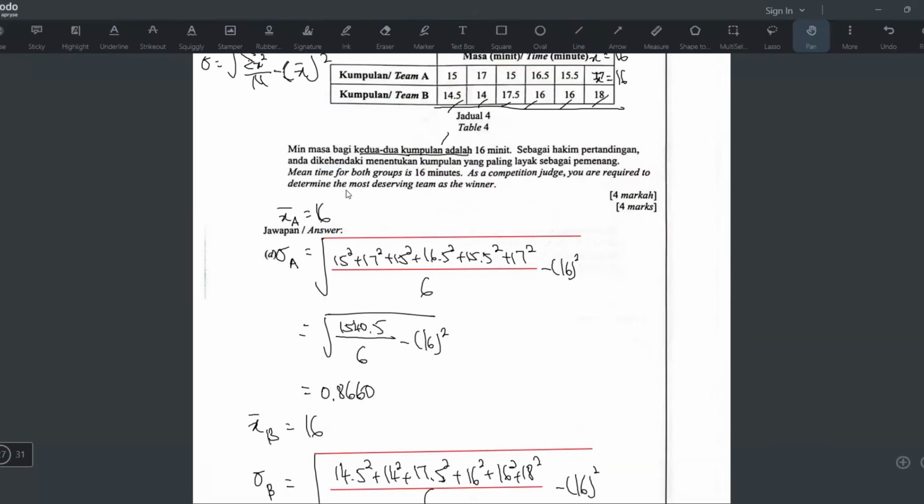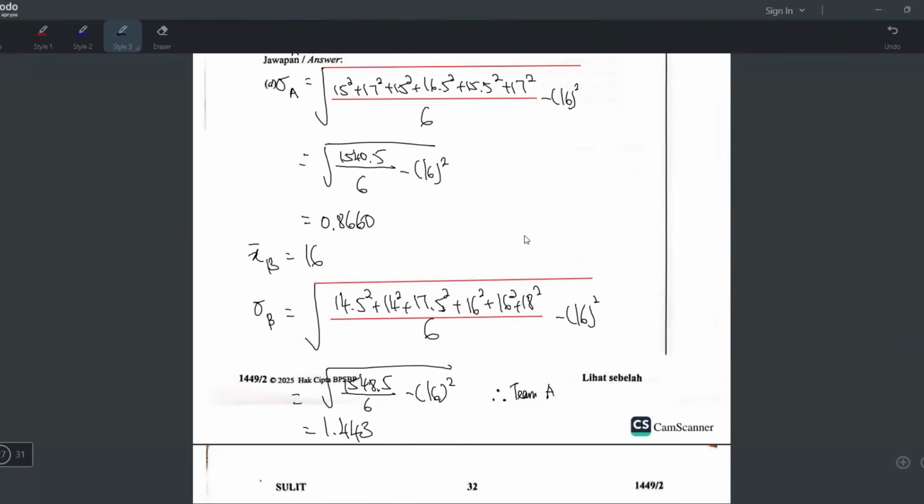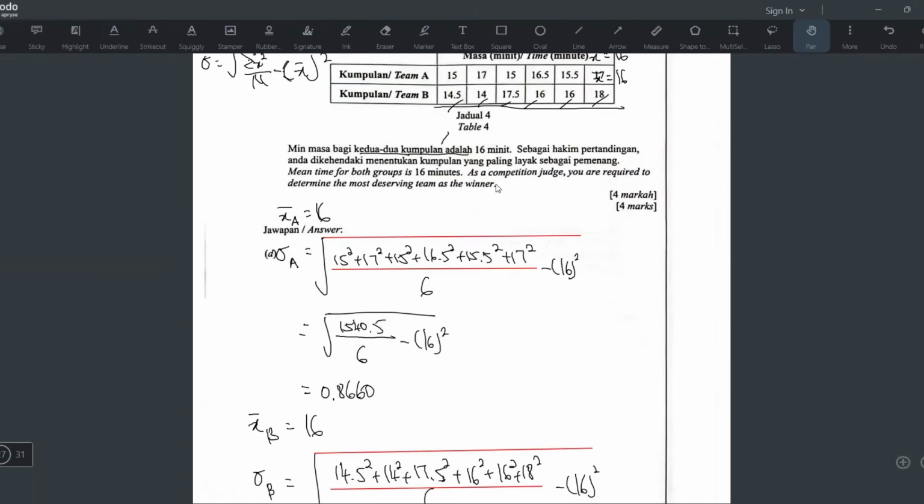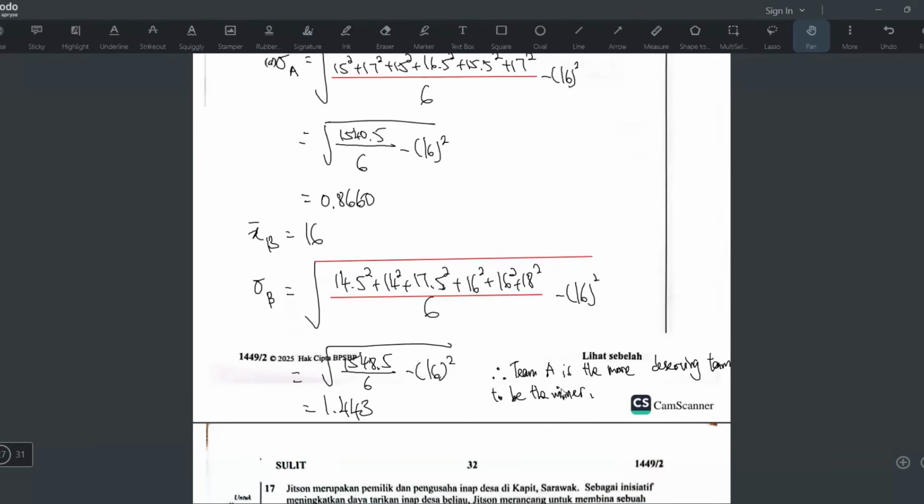Team A is the most deserving team, the more deserving team to be the winner. Okay, the question never asked us to write the reason actually. They just asked us to determine who is the most deserving. So I think you can stop here already.